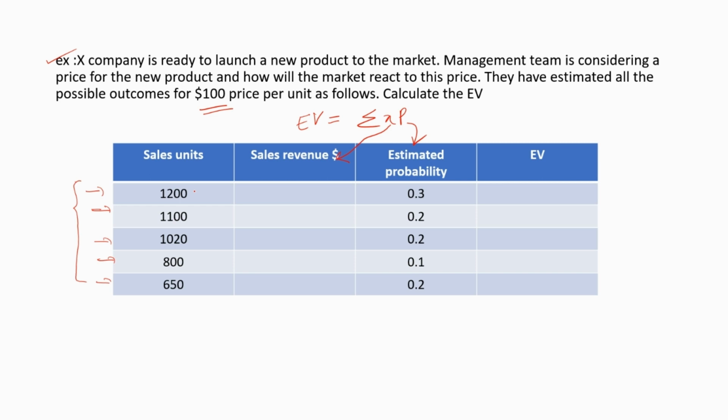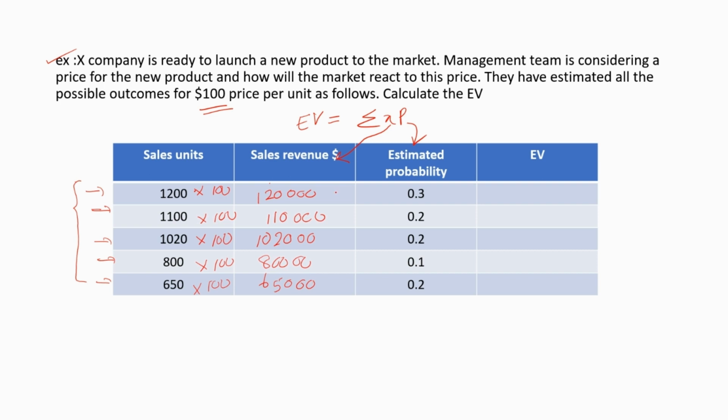So we can calculate the sales revenue by multiplying the sales units by the unit price. Unit price is $100. So we can multiply this by 100. So the sales revenue is 120,000. For the second outcome, also we calculate the sales revenue. For the third outcome, for the fourth outcome, and lastly the fifth outcome. Now we have the x value.